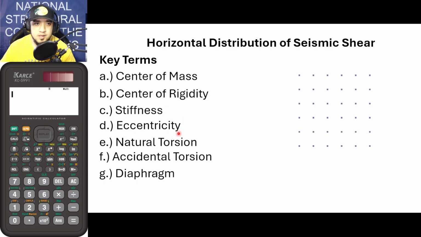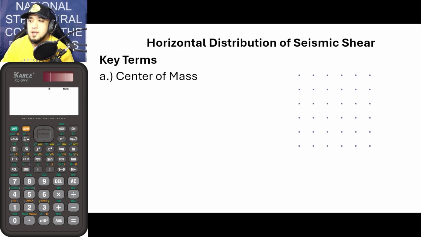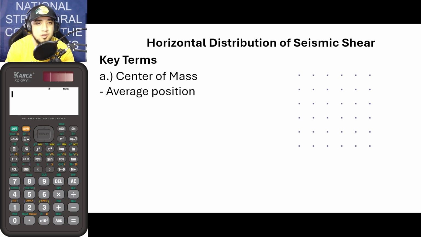Okay, so first things first, what is the center of mass? Basically, when we say center of mass, let me just type the definition here. So again, when we say center of mass, this is basically the average position of the floor mass.